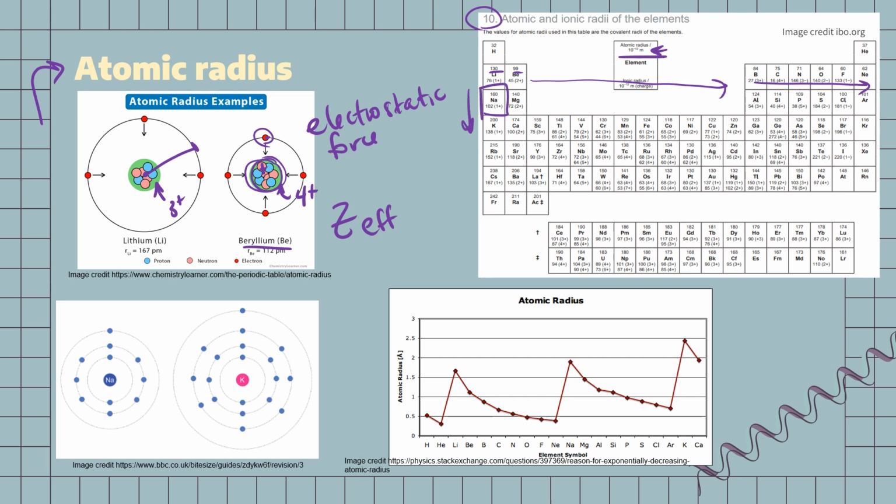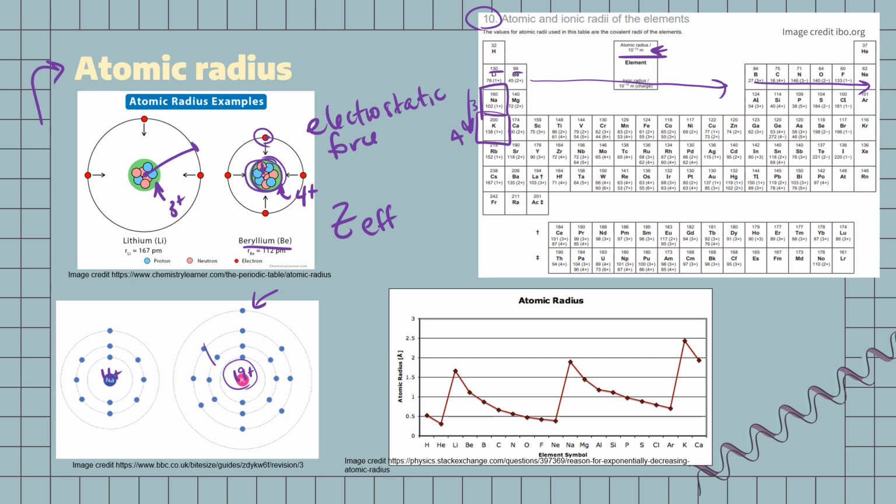If I compare sodium and potassium, sodium has 11 protons and potassium has 19. 19 protons should have a stronger force of attraction on all its electrons. Potassium should be smaller, but it's not. Why? Because potassium has more energy levels. We go from sodium in energy level number 3, potassium energy level number 4. Even though we've added more protons, we've also added a whole extra energy level.